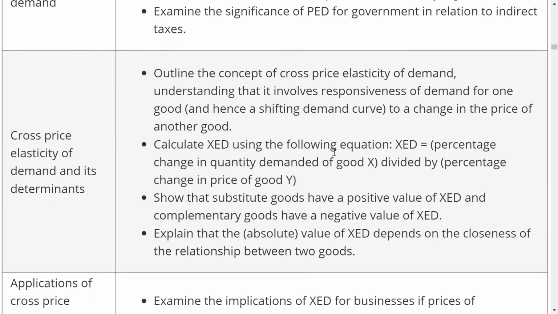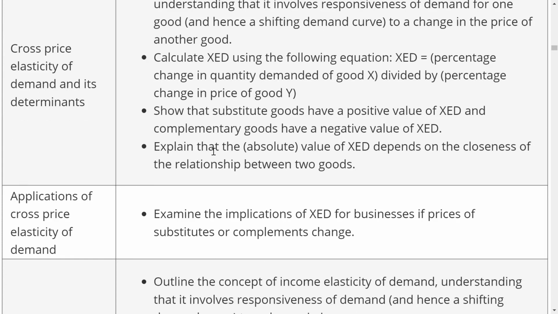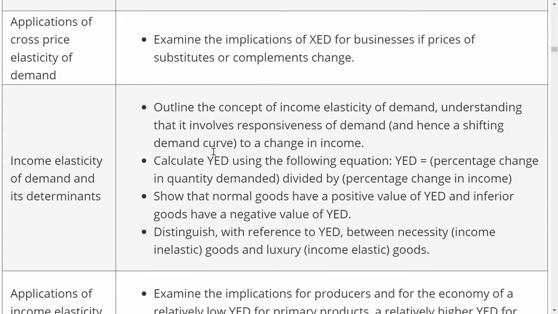So that is another very important topic you have to understand. The next elasticity is XED, okay, cross price elasticity of demand. You have to be able to calculate it. You have to be able to talk about the applications of it. You have to be able to talk about the relationship between complementary goods and substitute goods. You have to be able to talk about how close these two complementary or substitute goods are. You must also be able to talk about the sign of the coefficient, because it is always either positive or negative. Okay.